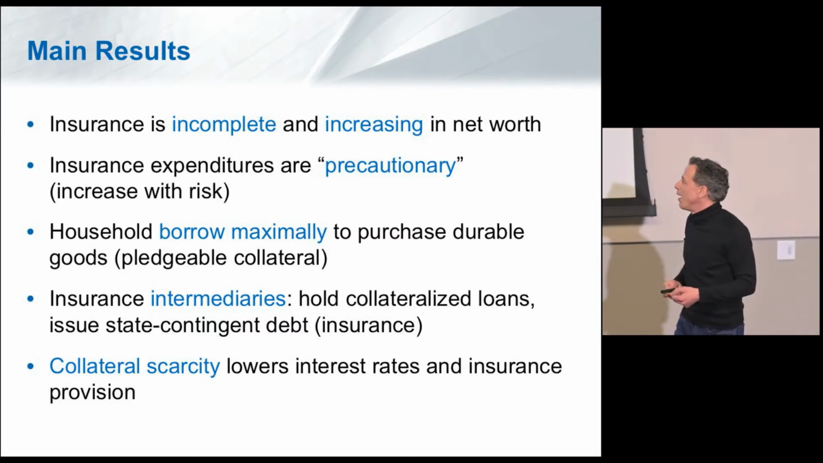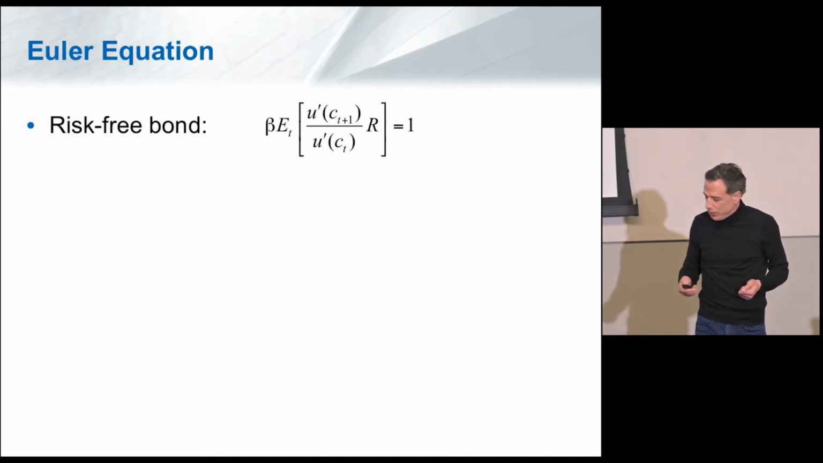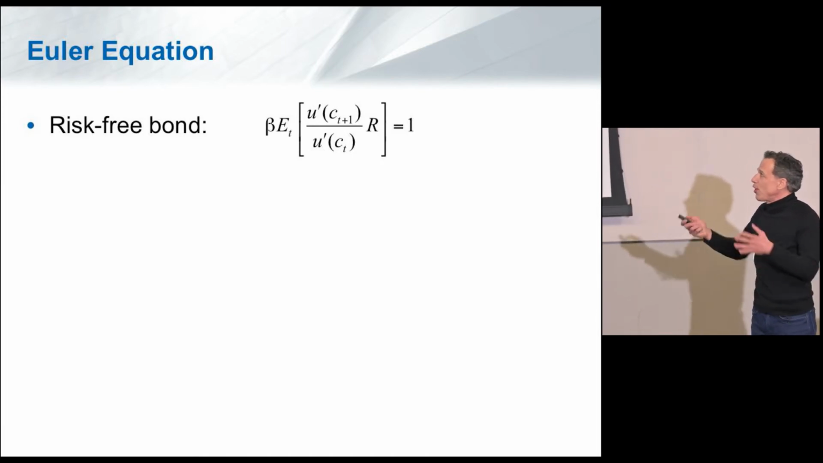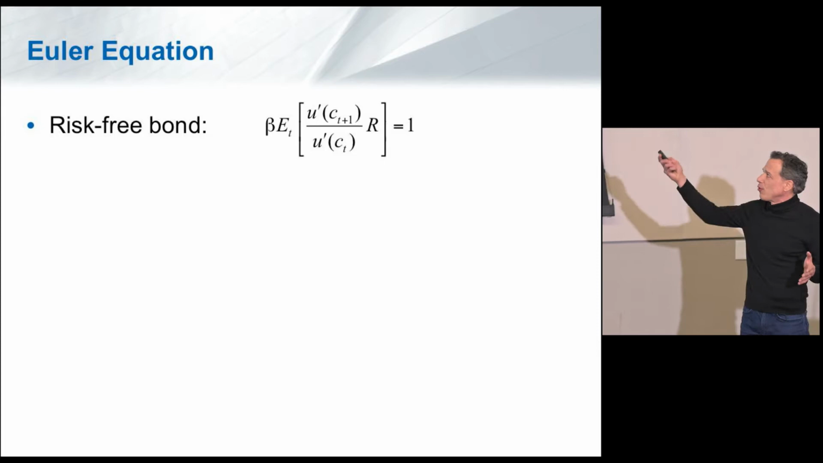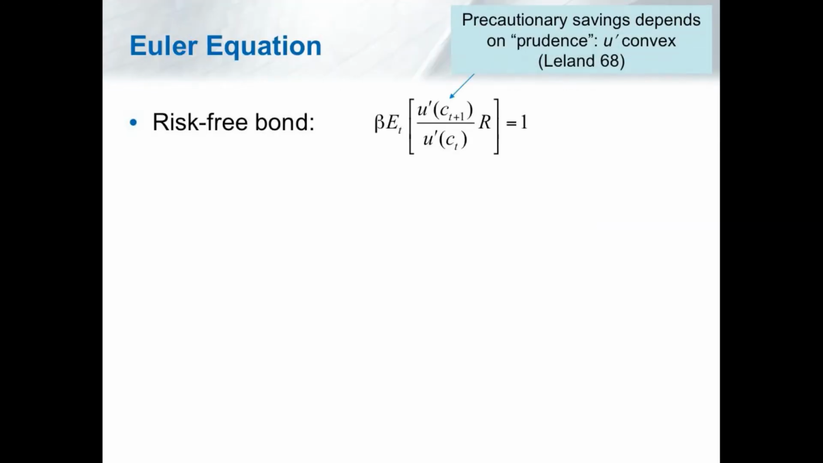You've seen the formal thing, but let me try to give the intuition for this. So let's just start with the basic Euler equation, right? Standard Euler equation for saving. And as Adriana mentioned, the precautionary demand comes from the fact that I'm taking the expectation of u prime, so I need u prime itself to be convex. That's Leland 68.